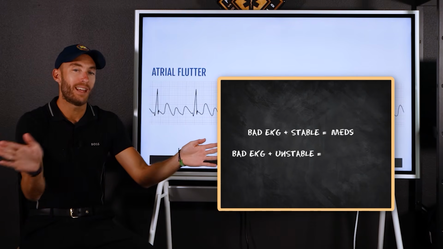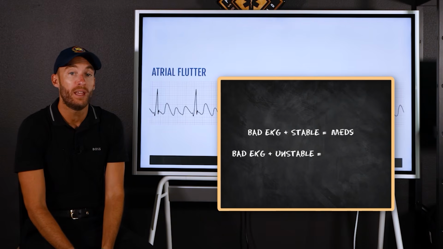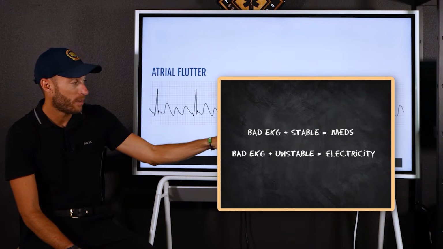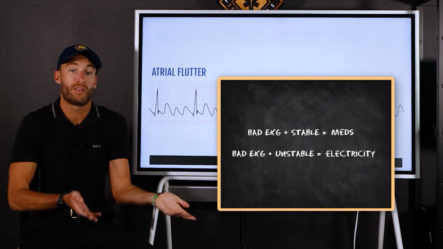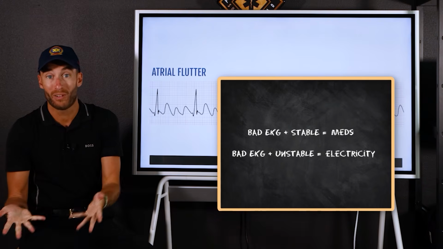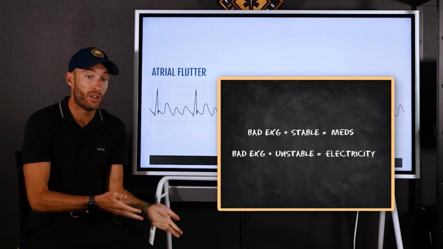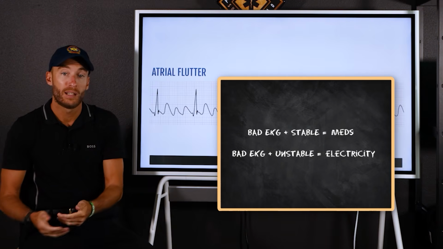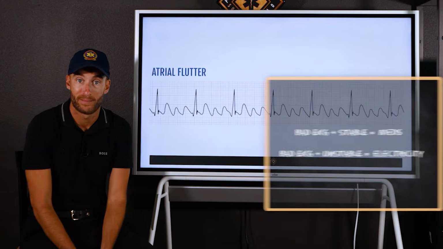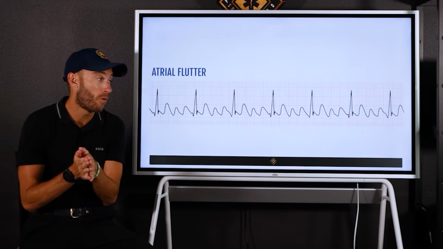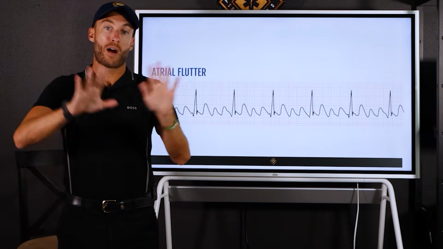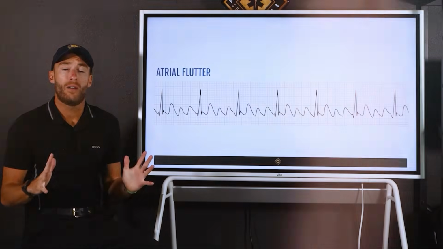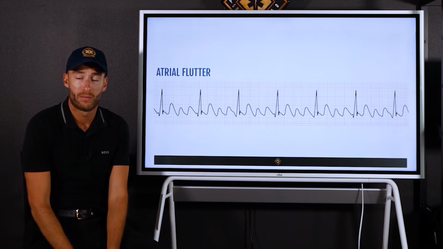If they are unstable, what do we do? We use electricity. We're going to use the LIFEPAK, the heart monitor, to do some sort of electrical activity with them, either defibrillation or cardioversion or pacing, depending on what the rhythm is. You have to understand this before we move on. So now let's talk about A flutter itself. We've kind of set the groundwork for all these EKGs. Now, with A flutter, what do we have?